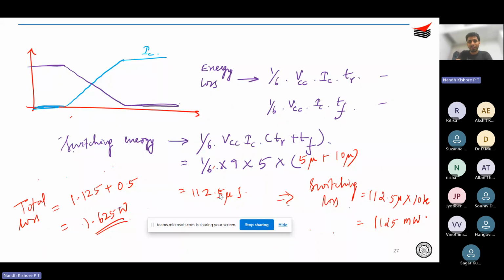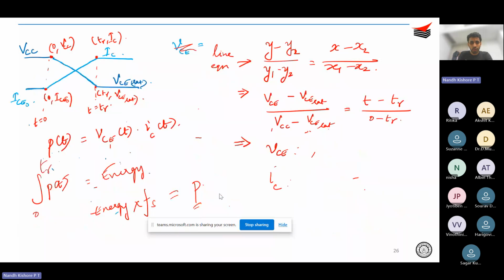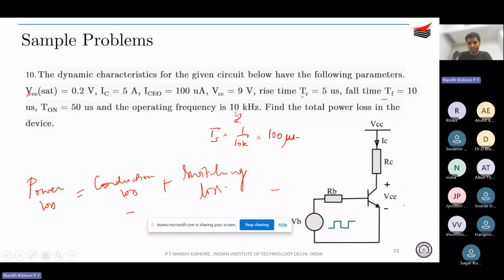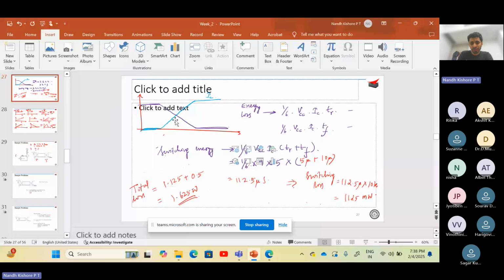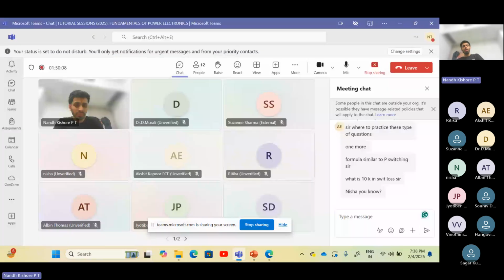Power loss will be energy by time, right? Loss is equal to energy by time, or energy into frequency. Energy into frequency is your power loss. The frequency is given in the problem as 10 kilohertz. That is why I have taken 10K. Got it? So that is why we are multiplying everywhere with 10K.